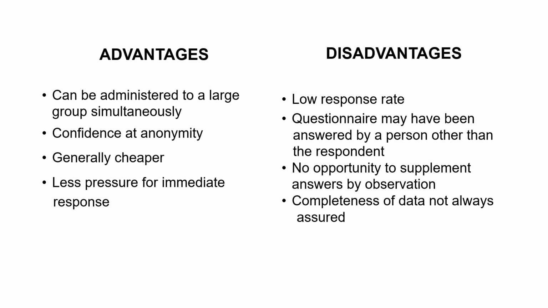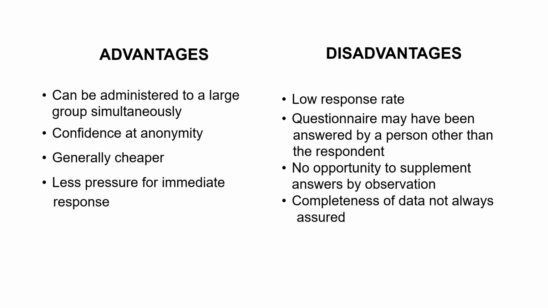The advantage of a questionnaire is that it can be administered to a large group simultaneously, and this would turn out to be cheaper. With anonymity, there is confidence in accomplishing the questionnaire, and there is less pressure for an immediate response. However, one can get a low response rate, which may be a potential source of bias, since those responding may have different characteristics from those not responding. To improve the return rate to an acceptable level, say 50 to 85%, it is recommended to add an additional 20% from the computed sample size to account for non-responders.